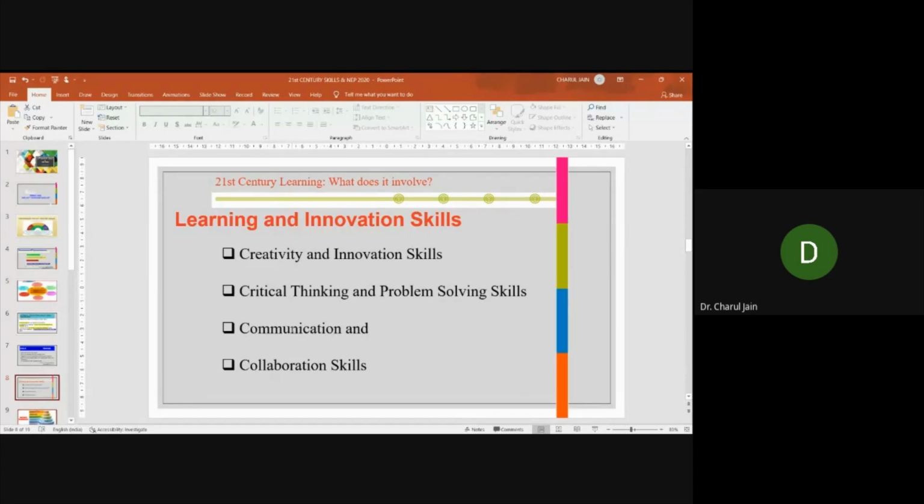Another important, a very, very important aspect of 21st century learning is communication and collaboration skills. Nobody can learn in isolation. Nobody can learn in vacuum. We need to be holding each other's hands. We need to be learning together.